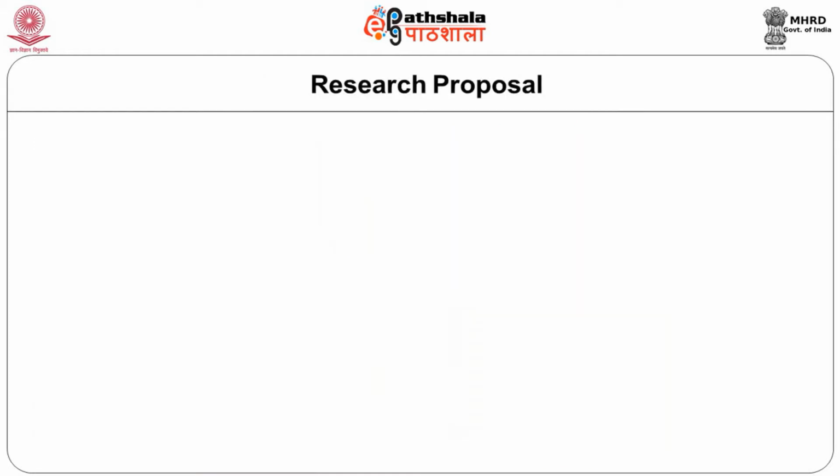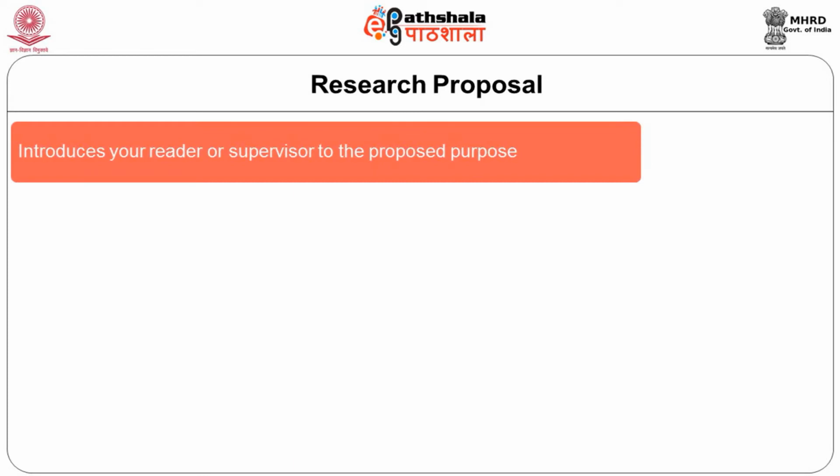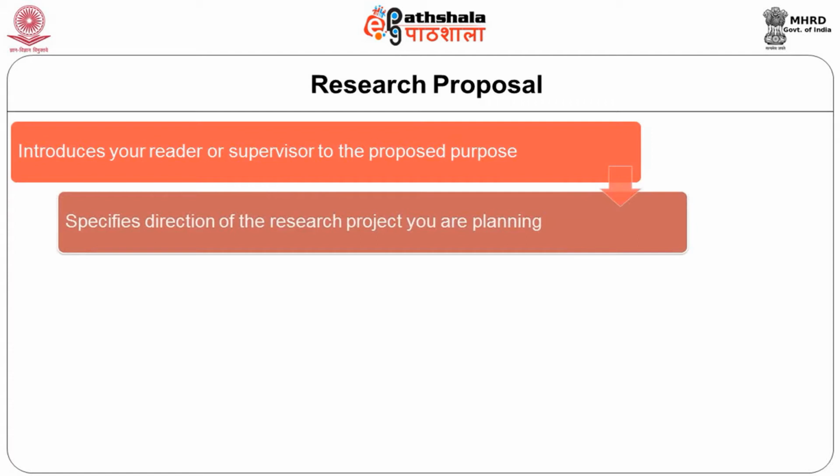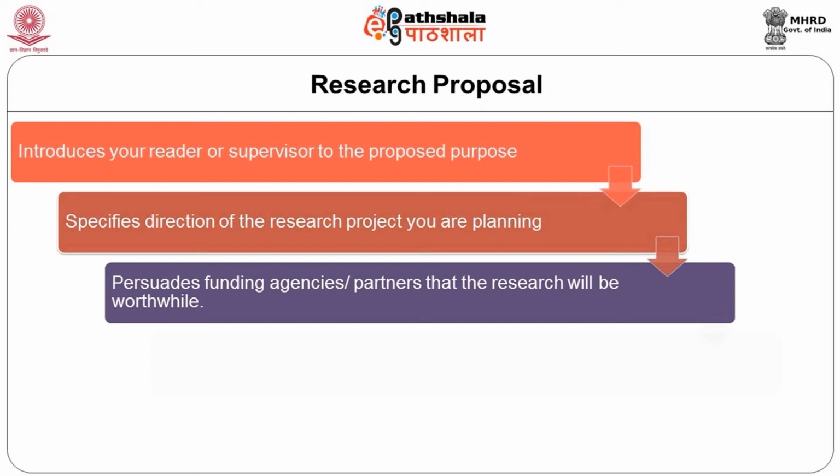Then, research proposal. What does an ideal research proposal do? An ideal research proposal tries to introduce your readers, your research supervisor, or your funding agency to the proposed purpose on which you want to work. Then it specifies the direction of the research project you are planning, in what way you want to go. And then it persuades a funding agency. An ideally good, well-written proposal usually persuades a funding agency to fund you or invites partners who want to collaborate because it appears like a worthwhile exercise to them. A very well-written proposal usually does this.